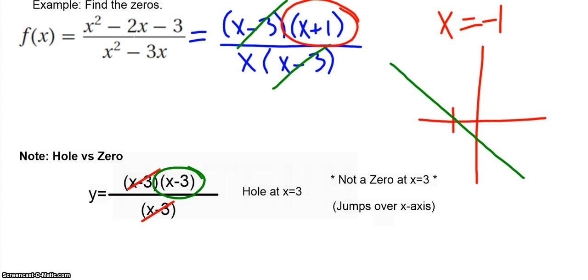So, essentially, it would be the same thing as an x-intercept, but it actually crosses and jumps over the x-axis and keeps going, just if you're wondering.